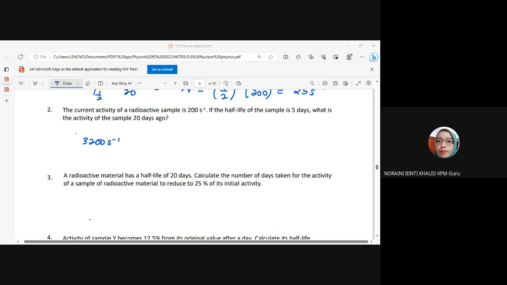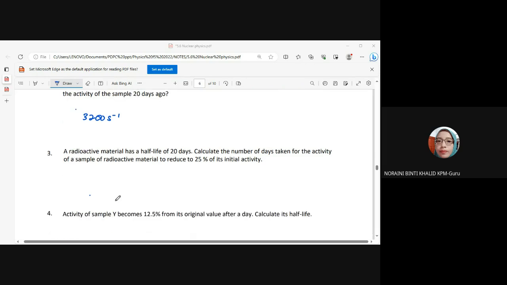Tak ada. Cheng Yuan Z dapat jawapan tak? Forty days. Yes, correct. 40 days. Ada yang tak dapat komen?